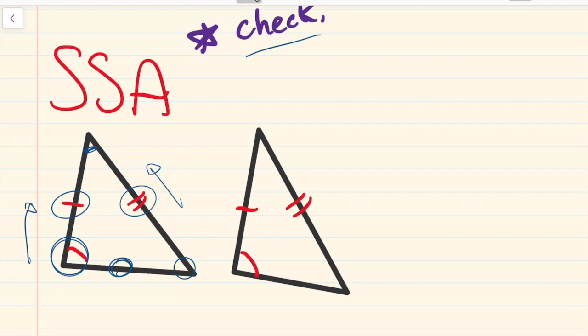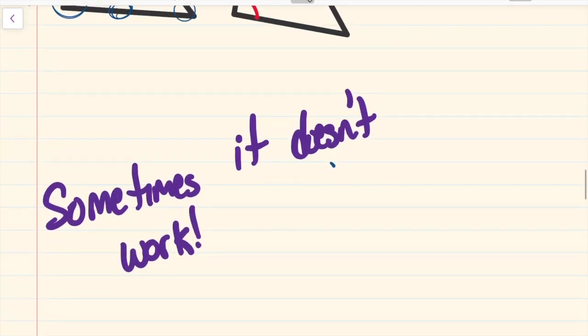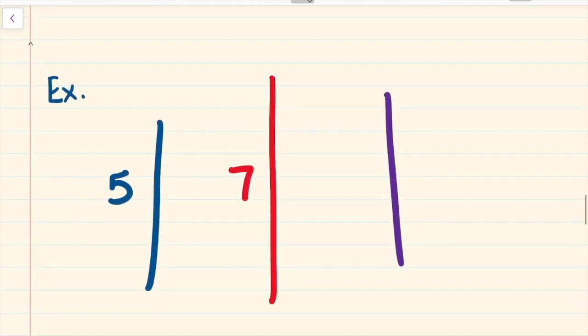So in our previous video, we talked about how the SSA, the side-side-angle theorem, doesn't work all the time. And today we're going to talk about why that's the case. Why is specifically SSA the one that doesn't work all the time? Let me tell you why. I'm going to tell you by working on this example.